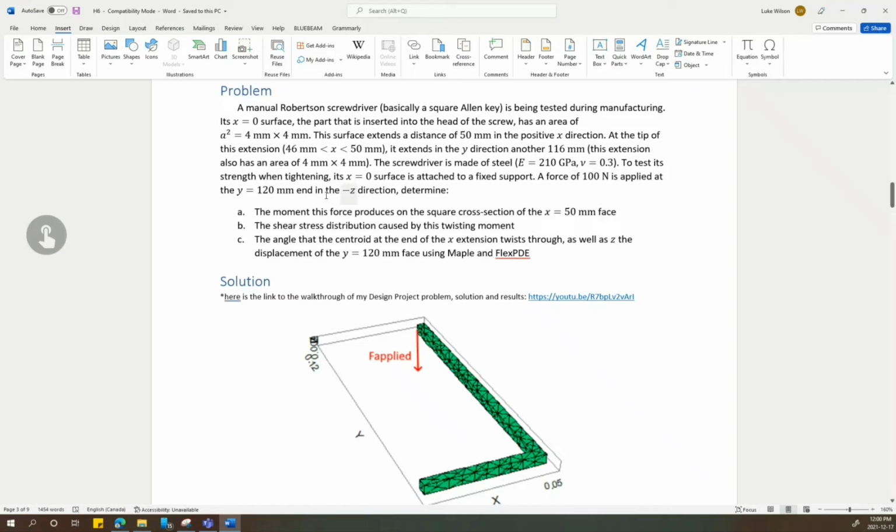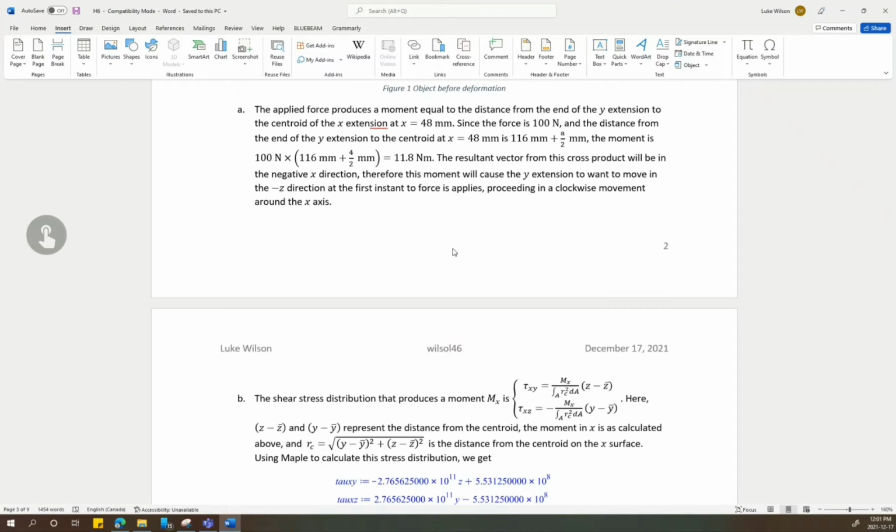So my goal for this project was to calculate the moment that the applied force produces on the square cross-section of the x equals 50 millimeter face, the shear stress distribution caused by this twisting moment on the x face, and the angle that the centroid at the end of the x extension twists through, as well as the z displacement of this y equals 120 millimeter face, using both Maple and FlexPDE.